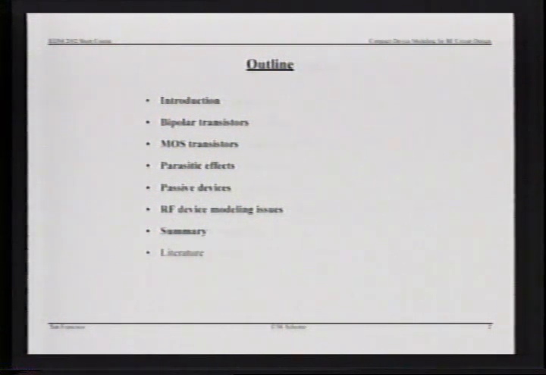Here's an outline of the talk. I'll have an introduction just to give you a little bit of motivation of why we do compact modeling. And then I go through models for active devices such as bipolar and MOS transistors. Before we go to passive devices, we have to talk about parasitics and parasitic effects. We already had these things mentioned as important in the previous talks. Then talk about passive devices here, and then I have a small section on RF device modeling issues and also a few slides on model verification and validation.